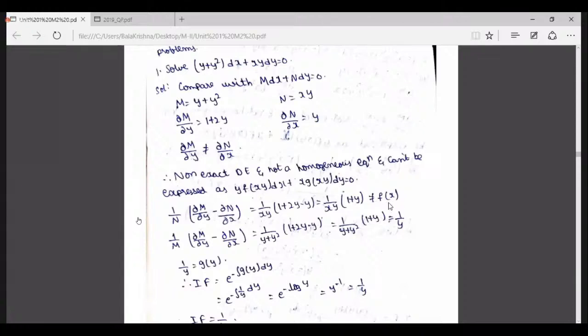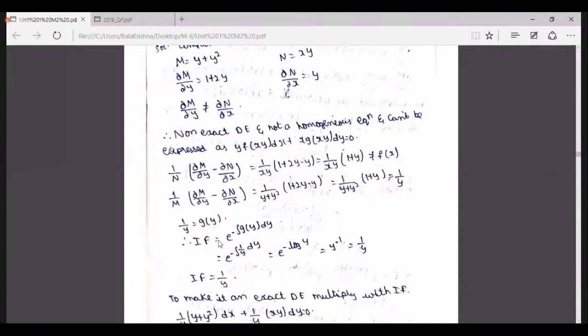As this is not satisfying, you should go for the next condition, that is 1 by m into ∂m/∂y minus ∂n/∂x. So m is here 1 by y plus y square, and ∂m/∂y is 1 plus 2y minus y. So when you simplify this one, it is 1 plus y by y. In this denominator, if you take y outside, it will be y into 1 plus y. 1 plus y, 1 plus y gone. So we remain with 1 by y. That means you have it purely in terms of y.